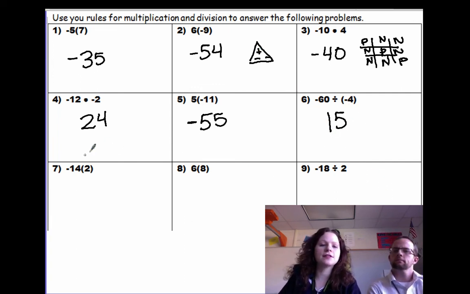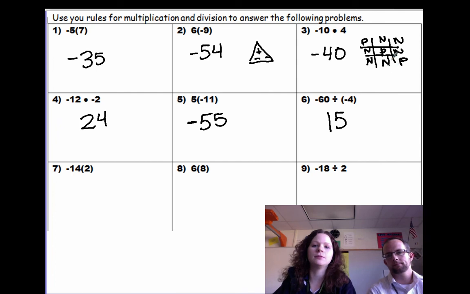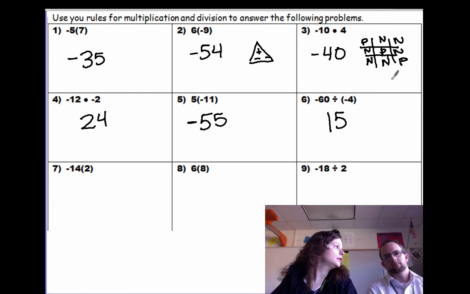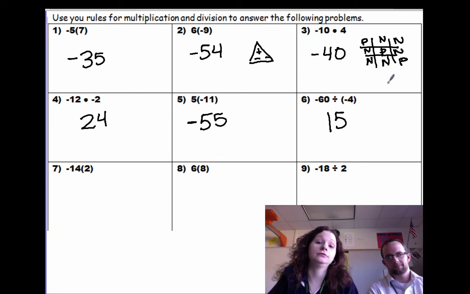So you actually have 6 more to do on your own. You can use either the triangle or the tic-tac-toe board to help you out. Have fun, guys. Just remember, your P goes diagonal. Or positives are always on the top.